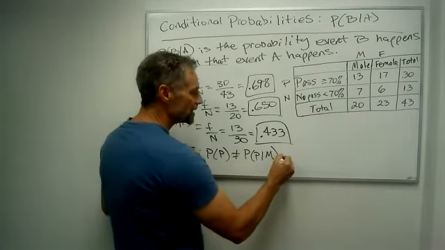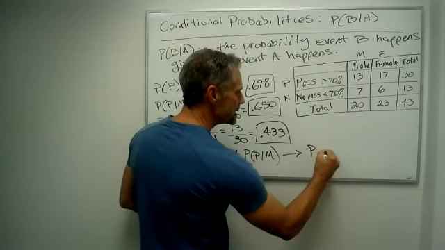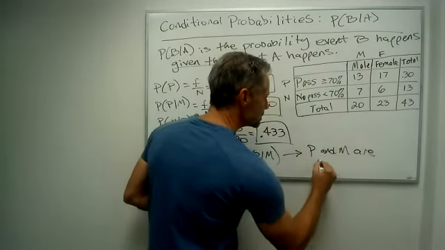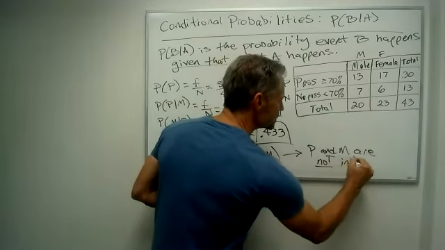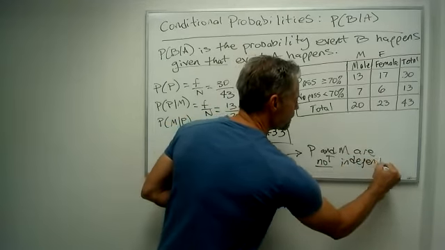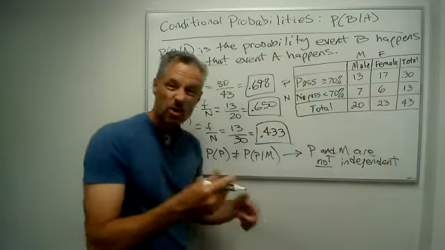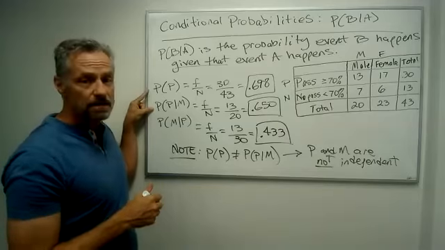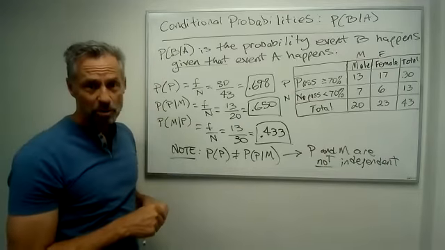So this would tell me P and M are not independent. So that's a quick extra thing about that, how to tell independence given conditional probabilities.